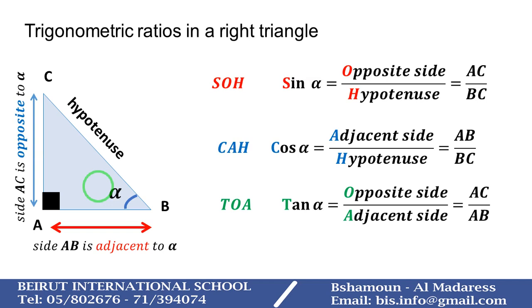But how to remember so many formulas? It's very simple. Observe the first letter colored in each of these cases. In the first case, sine: S for sine, O for opposite, and H for hypotenuse. It will become SOH. Cosine: C, A, H will become CAH, and tangent: T, O for opposite and A for adjacent will become TOA. So we get SOH, CAH, TOA. The sound is funny, but that's the best way to remember the formulas.